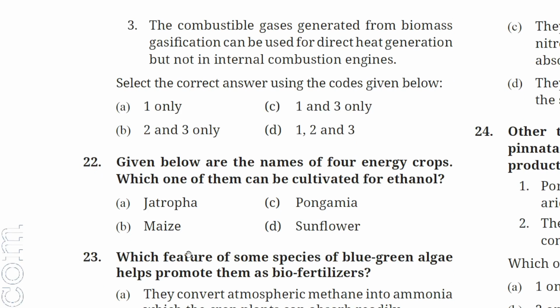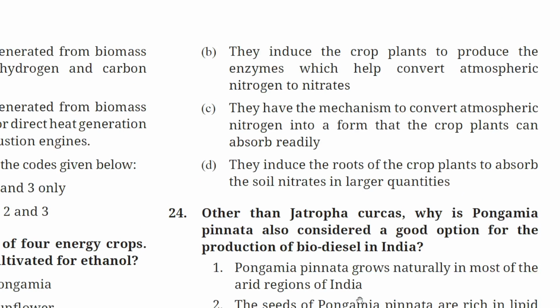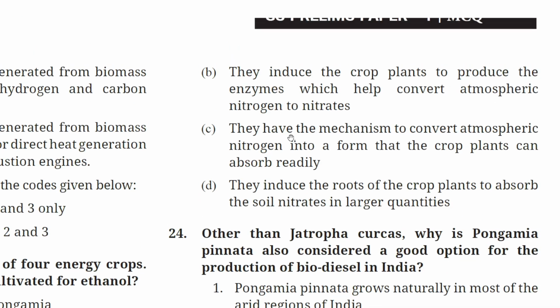Which feature of some species of blue-green algae helps promote them as biofertilizers? So what is the feature of blue-green algae which is helping to promote them as biofertilizers? Let's see the options. They convert atmospheric methane into ammonia, which the crop plants can absorb readily. That is not such a closely related option. They induce crop plants to produce the enzymes which help convert atmospheric nitrogen. No, they have the mechanism to convert atmospheric nitrogen into a form that the crop plants can absorb readily. It is true. The answer is C.